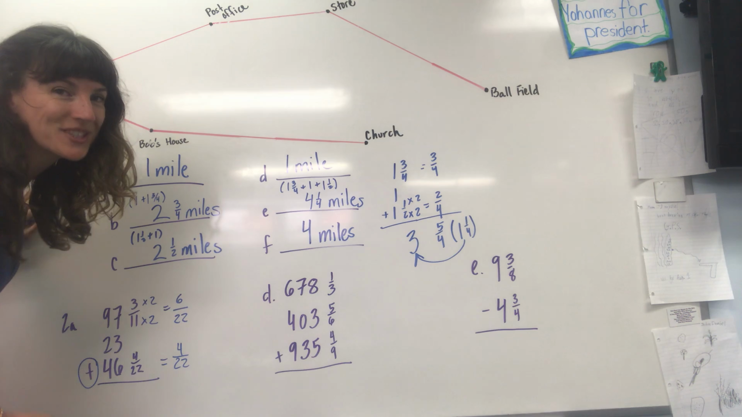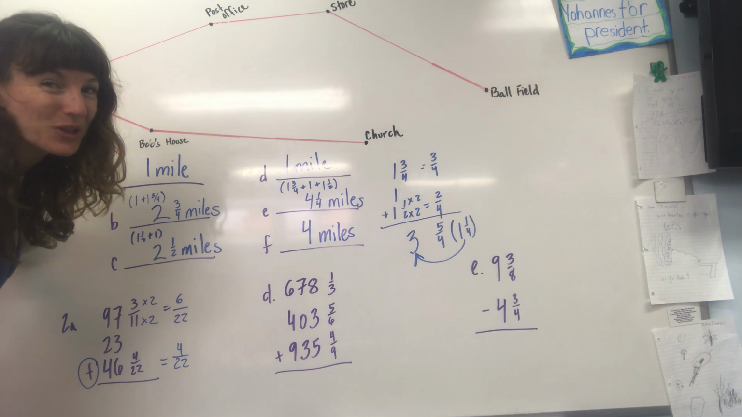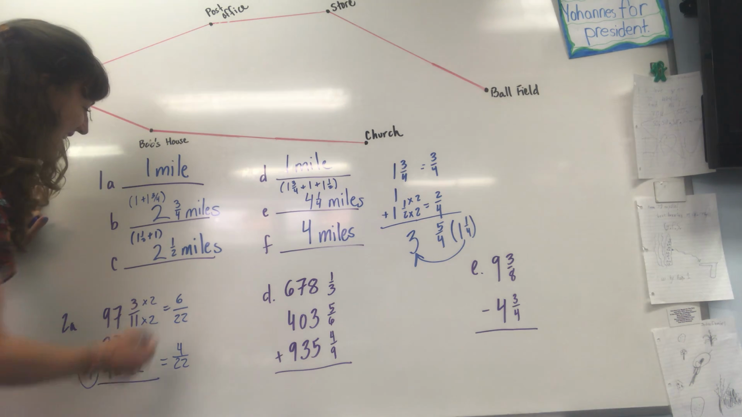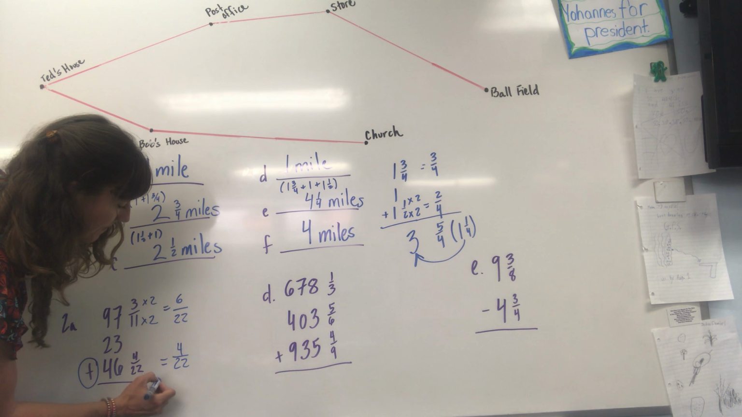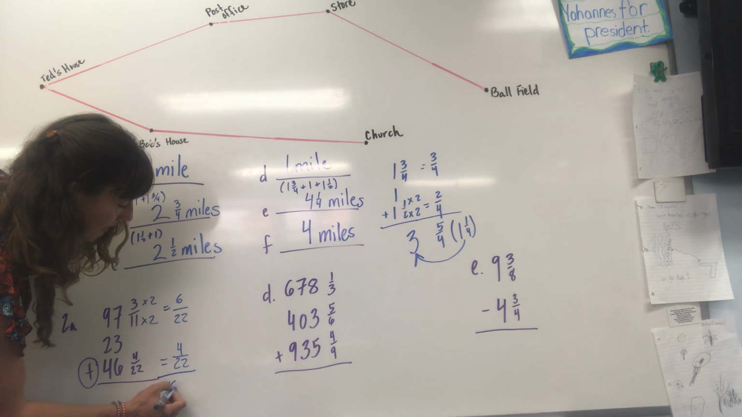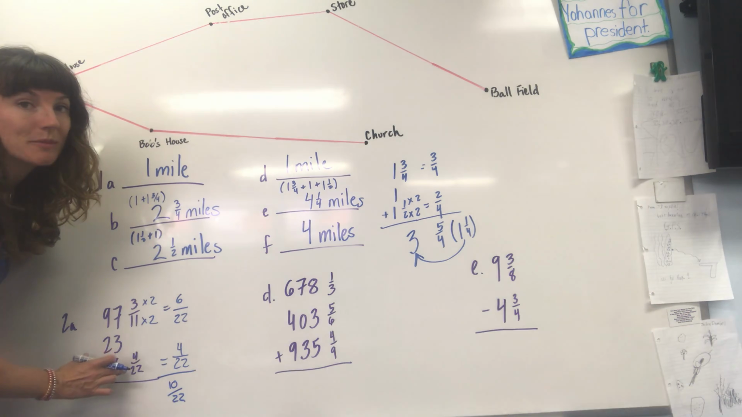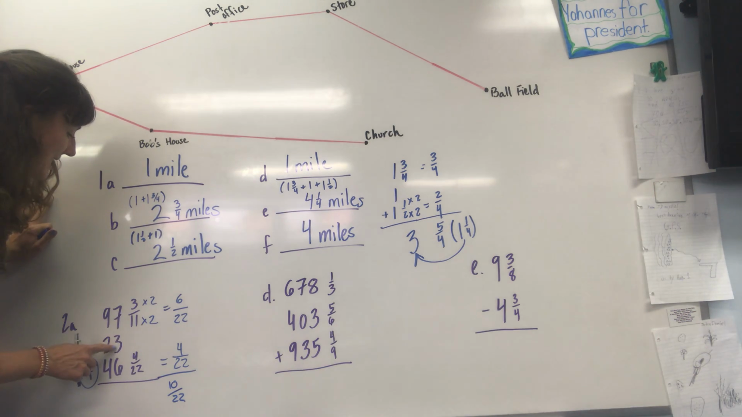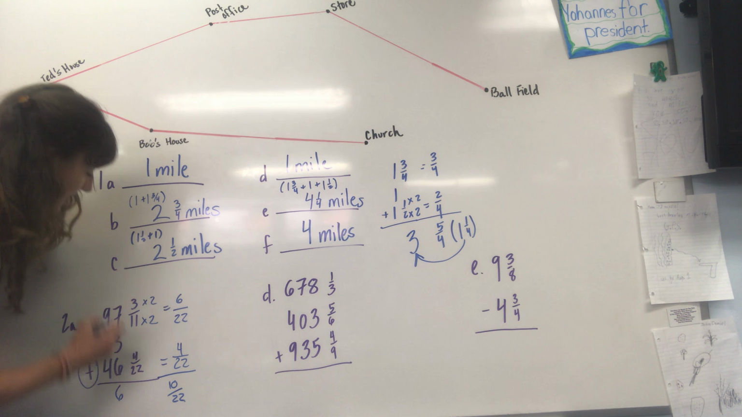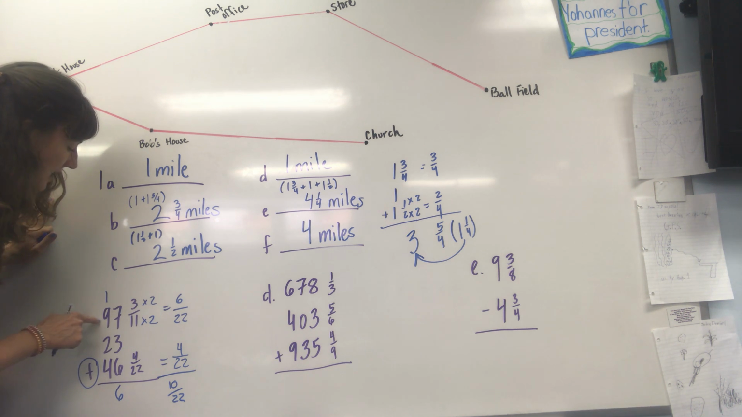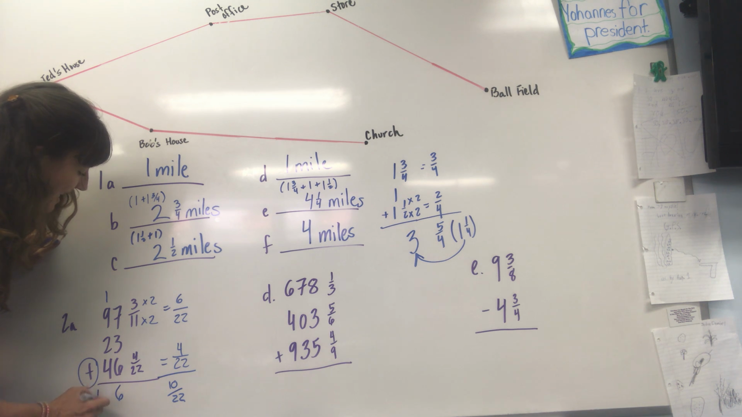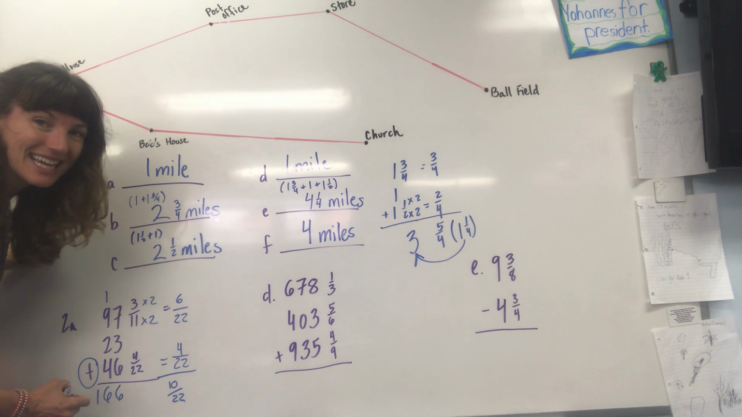Always triple check your mathematical process, okay? 6 plus 4 is 10, all over 22. And then I move on to my whole numbers. 7 plus 3 is 10, plus 6 is 16. 1 plus 9 is 10, 10 plus 2 is 12, 12 plus 4 is 16 again.